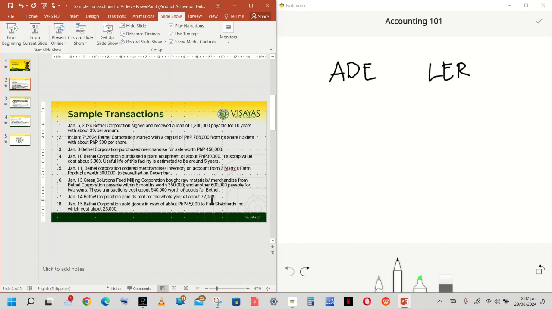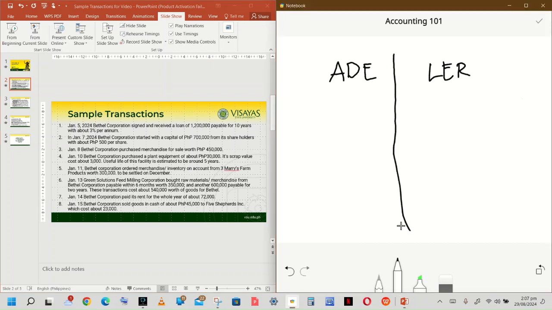When analyzing what account will be affected, let's classify each account whether it will be categorized under ADE or LER. This is one of the techniques I have taught you in analyzing accounts, whether these accounts will be under normal debit balance or normal credit balance. These are normal debit balances, and these are normal credit balances. Cash belongs to this side, which means assets, drawings, and expenses. This one are liabilities, equity, and revenue.